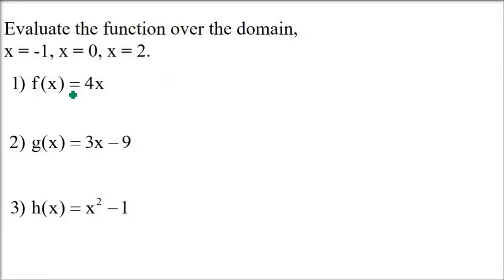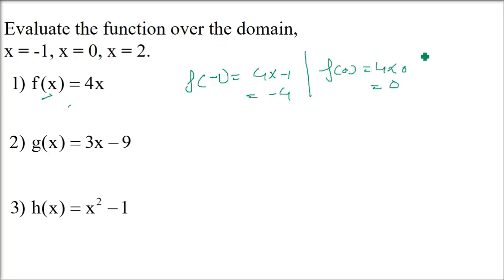So how to evaluate? The domain is given. That is, the possible values of x are given. x is negative 1, x is 0, x is 2. Let us take one of these. Others I'll leave it to you. f(negative 1) we have to find out. So 4 into negative 1 is negative 4. f(0). This is 4 into 0. That is going to be 0. And 4 into 2, I'm putting x as this 2. 4 into 2 is going to be 8.